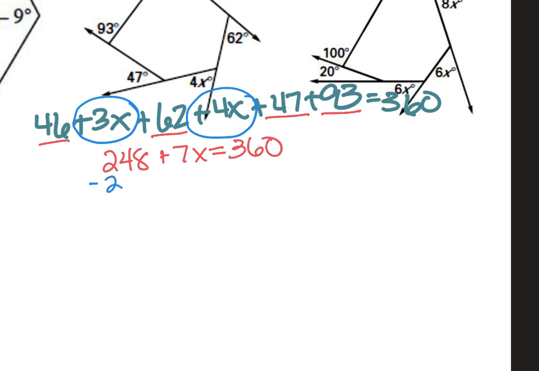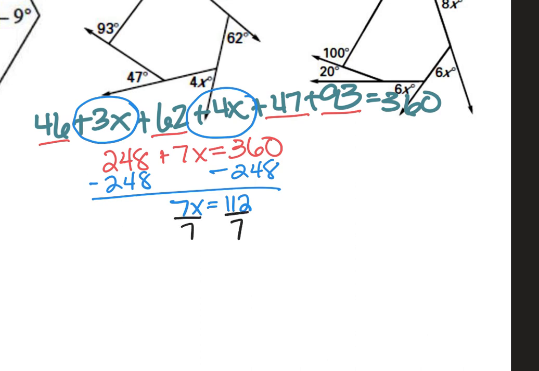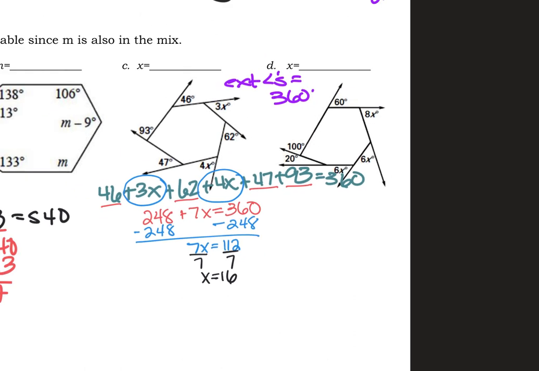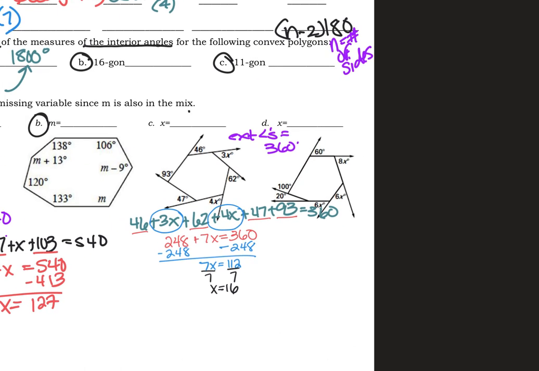All right, we'll subtract 248 from both sides. We're going to get that 7x is equal to 112. Last step is to divide by 7. And x is going to equal 16. All right, so for the exterior angles, you'll just set them all equal to 360. You guys will do letter D. All right, when you're ready, we'll go over to the back side.